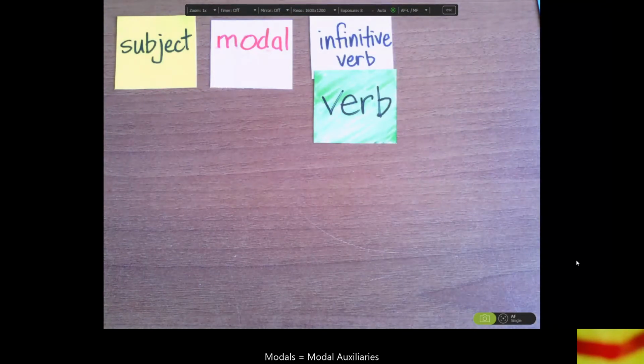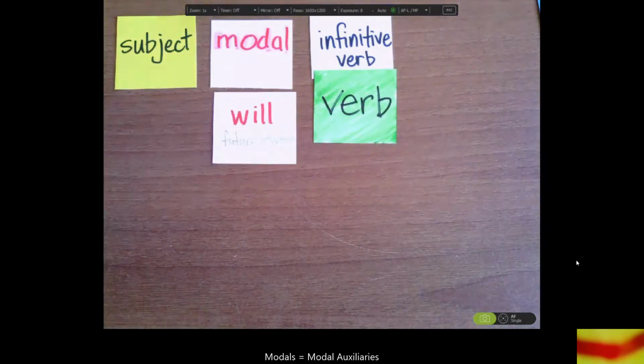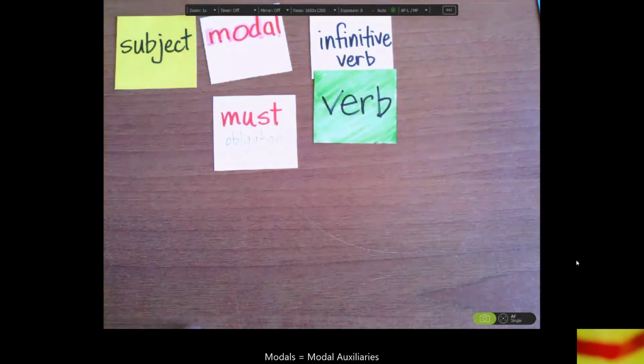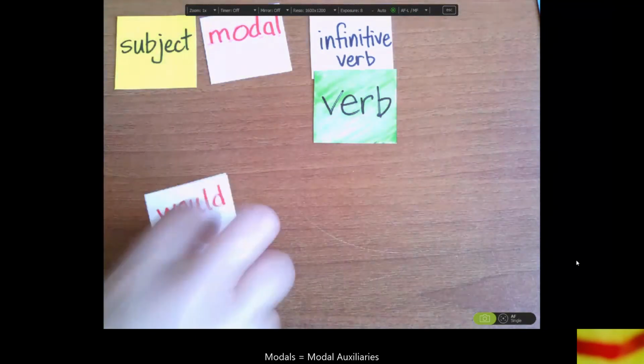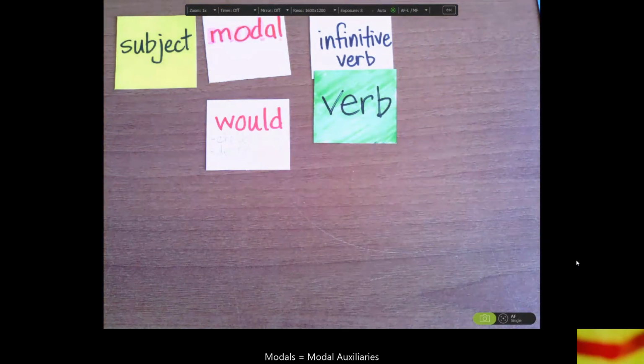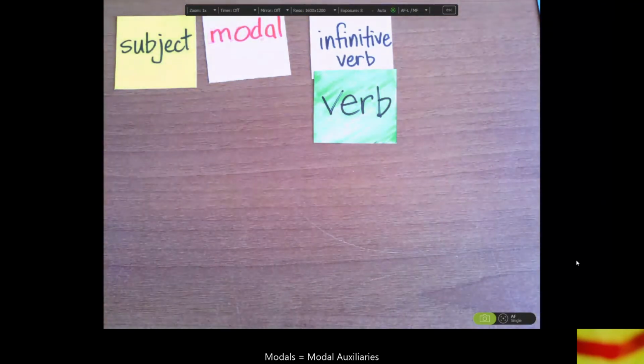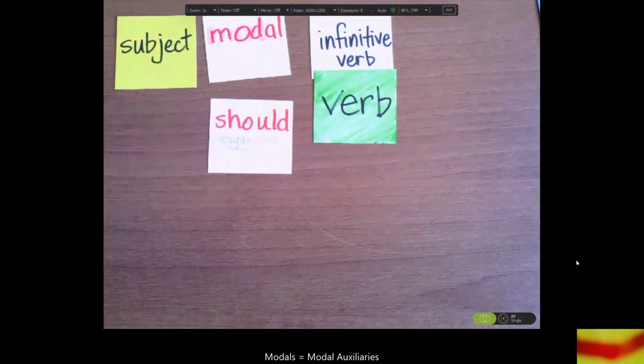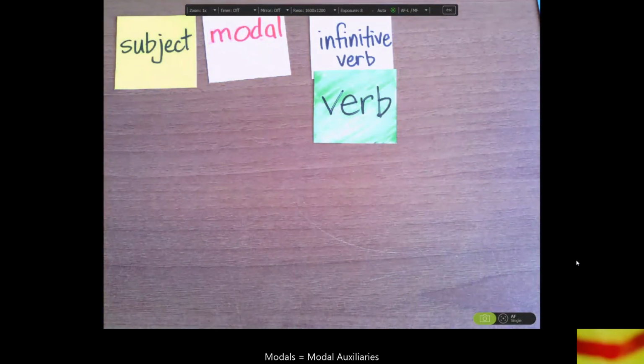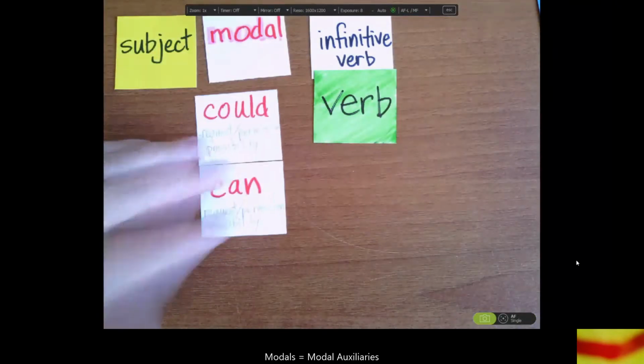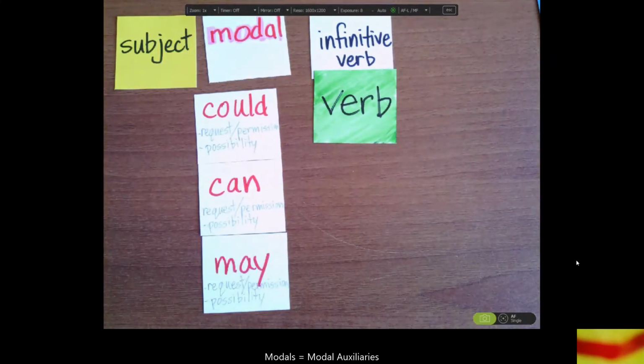Examples of modals are, and we've seen this in the future, will for future, must for an obligation, would if it's a choice or a desire, should for a suggestion, and then we have this trio, could, can, and may. They're very similar, but not always used synonymously, and we're going to look at that in a moment. But could, can, and may are good for requests, permission, or possibility.